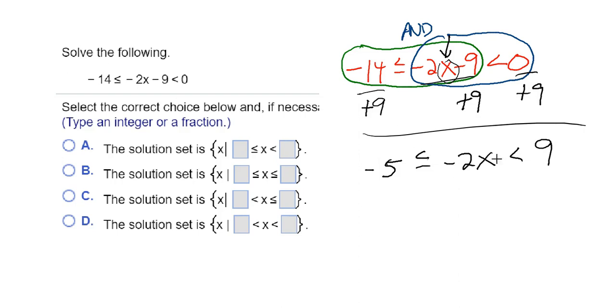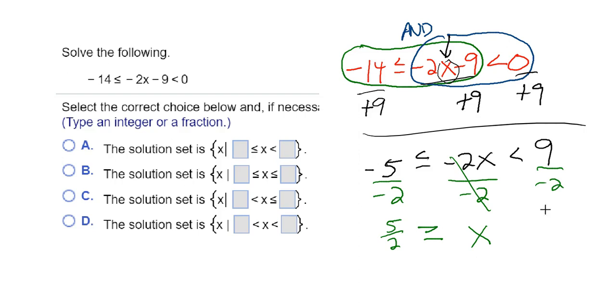Then, to get x by itself, we'll divide by negative 2 to cancel out that negative 2. If I do that to the middle, I have to do that to both the left-hand side and the right-hand side. And because I'm dividing by a negative on both sides of this inequality, I have to follow that rule, which is flip the symbol around. Here, the double negatives cancel out, so we get positive 5 over positive 2, so 5 halves. In the middle, the negative 2's cancel out, so we just get x.